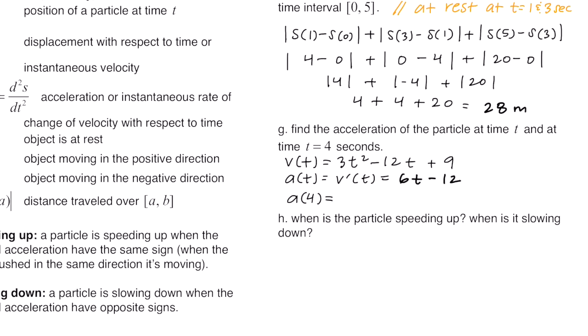To evaluate it at 4 seconds, we're going to plug in 4. So our acceleration when t equals 4 seconds is going to be positive 12 meters per second squared. Part H says when is the particle speeding up and when is it slowing down?